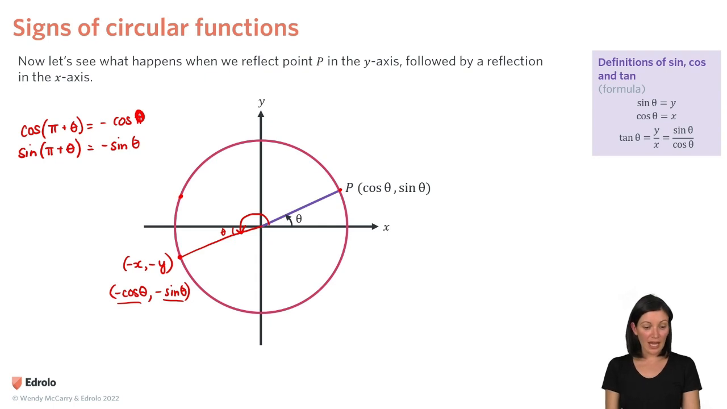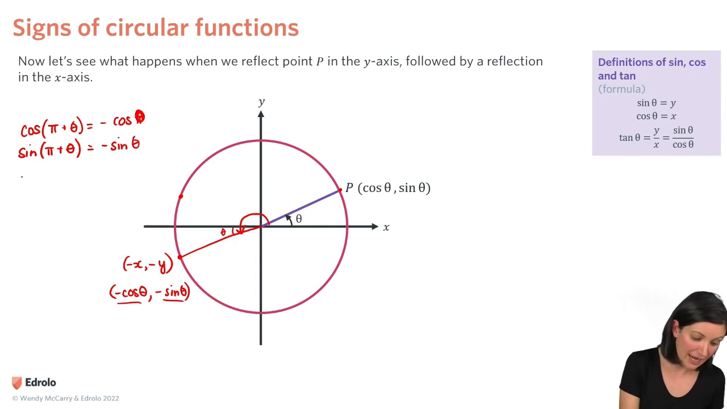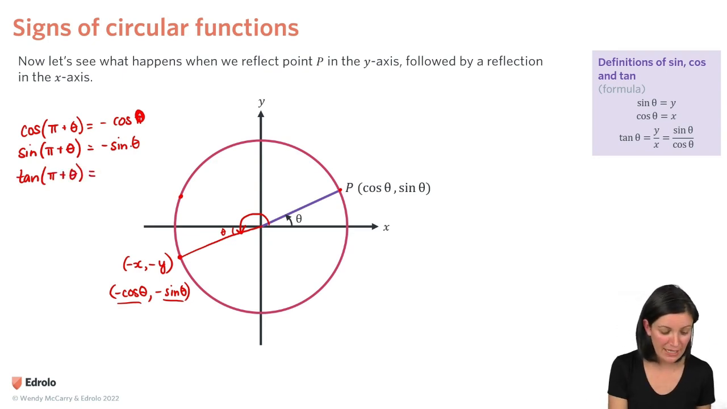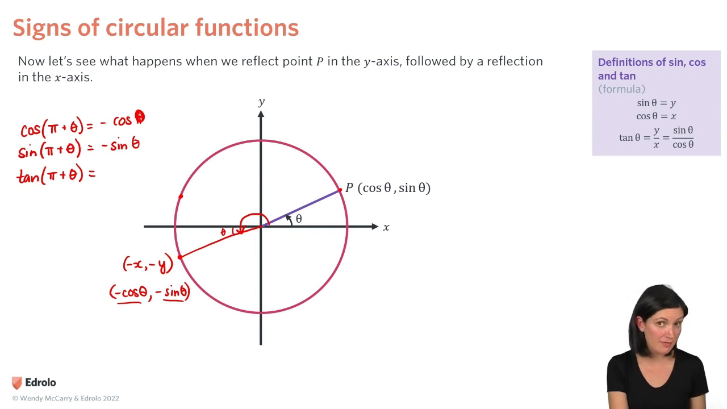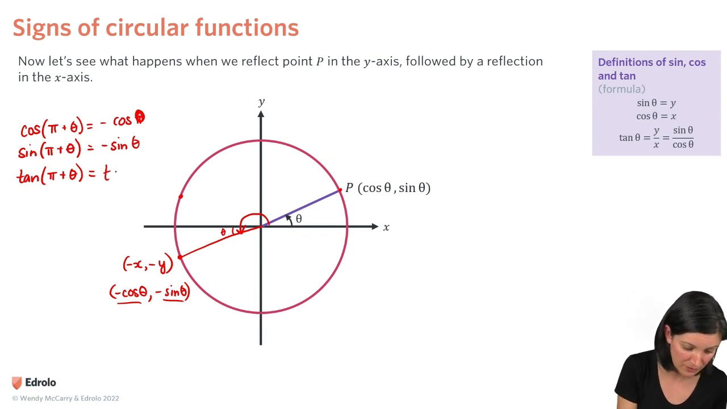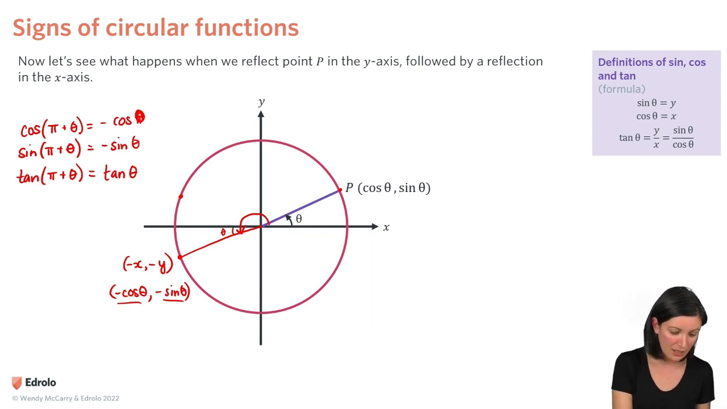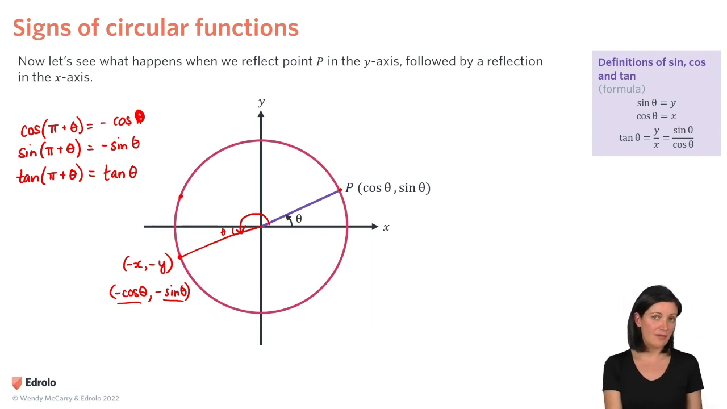Then if I look at tan in that quadrant, remember tan is sine divided by cos. So if I've got a negative value divided by another negative value, tan is actually going to be positive. So the tan of pi plus theta is equal to the tan of theta. So in quadrant 3, the values of cos and sine are going to be negative, but the value of tan of any angle in that quadrant is going to be positive.